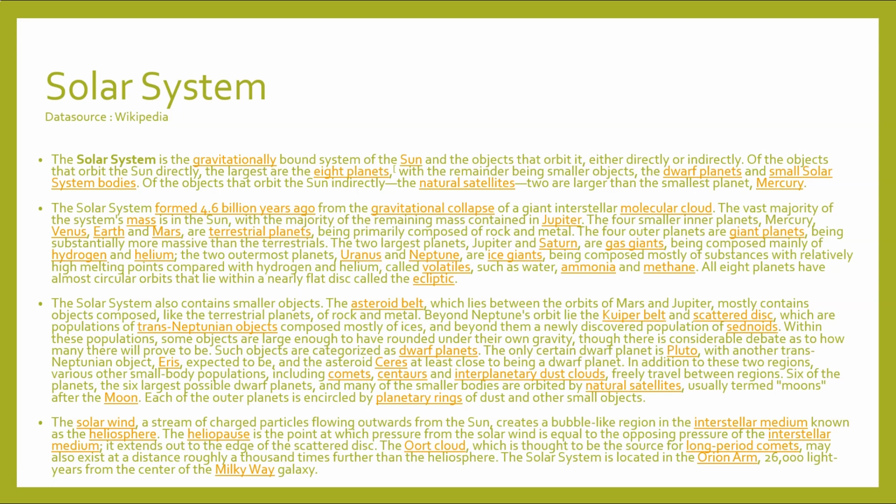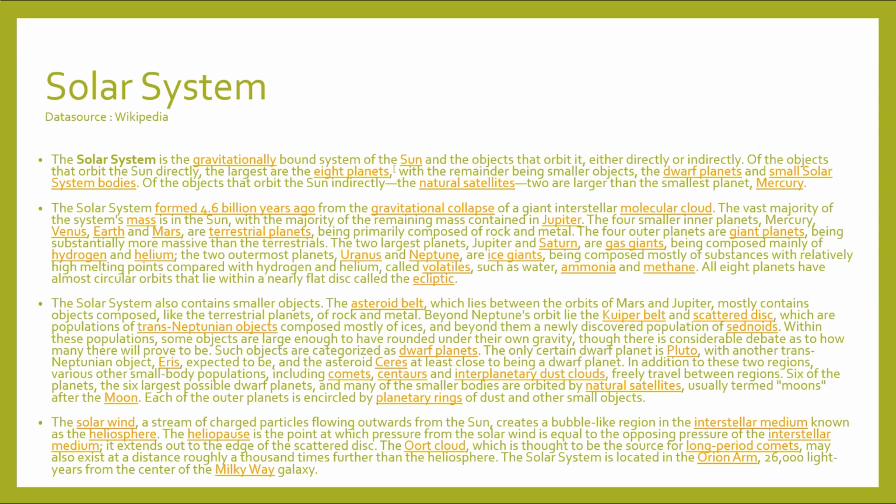Within these populations, some objects are large enough to have rounded under their own gravity, though there is considerable debate as to how many there will prove to be. Such objects are categorized as dwarf planets. The only certain dwarf planet is Pluto, with another trans-Neptunian object, Eris, expected to be at least close to being a dwarf planet. In addition, various small body populations, including comets, centaurs, and interplanetary dust clouds, freely travel between these regions.